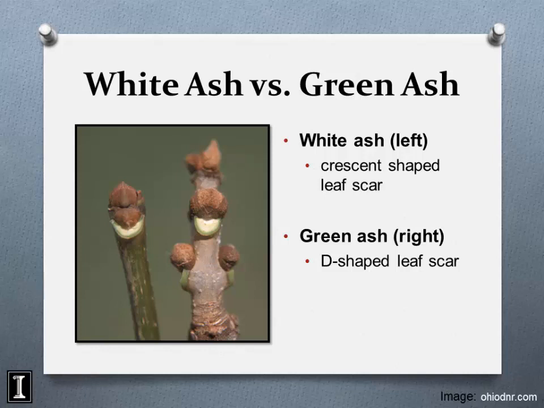All right, follow me, right? Yeah, you're getting it. And yes, this is crescent shaped. I'm calling it crescent shaped, so it's crescent shaped. Its buddy over here, green ash, has more of a D shape. Go with me, it's D-shaped. It's just the way it is. That's green ash. So just by the style of this leaf scar, you can differentiate white ash from green ash. Just by the twig. Boom, you're done.